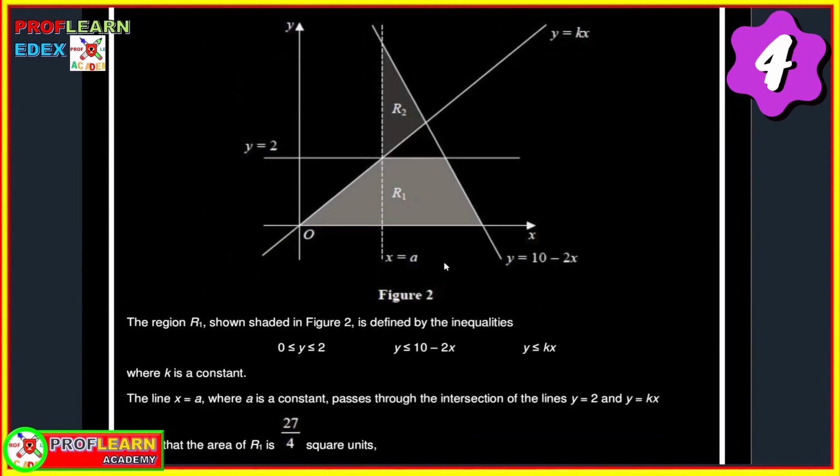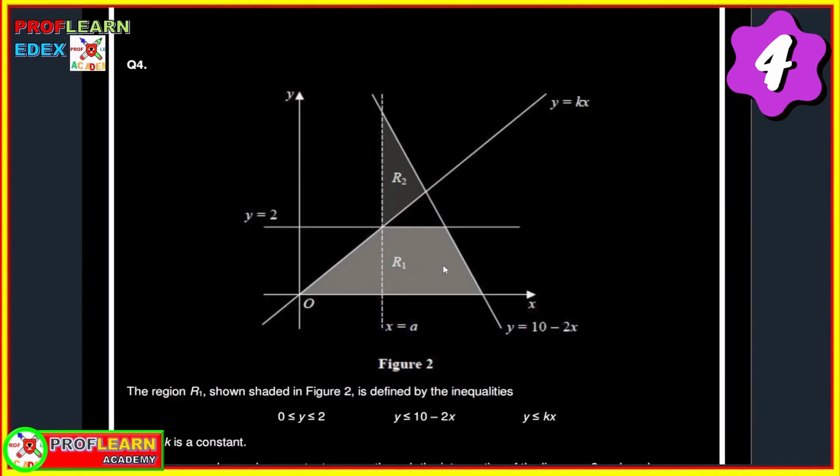Question number 4, the region R1 shown shaded in figure 2 is defined by the inequalities that are given here, where k is a constant. The line x equals a, we can see, is vertical, and it is also given that the area of R1 is 27 over 4 square units. That's quite important. That area is very vital in the process of working out this question. And we are supposed to find the value of k and also find the value of a in this question. The main objective of this question is to find the value of k and to find the value of a.